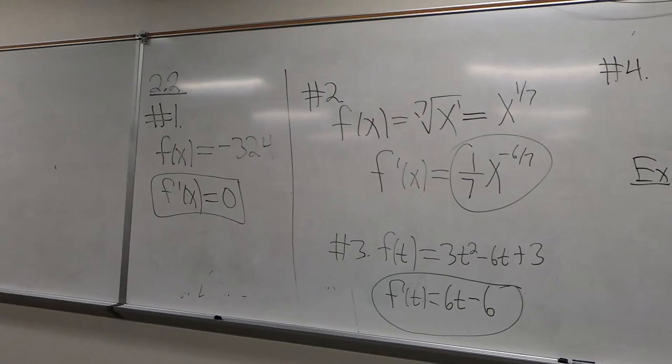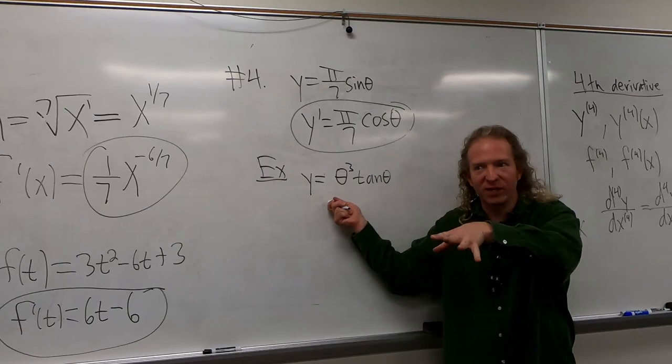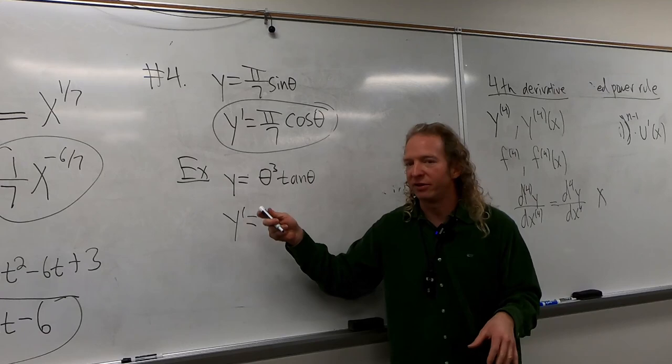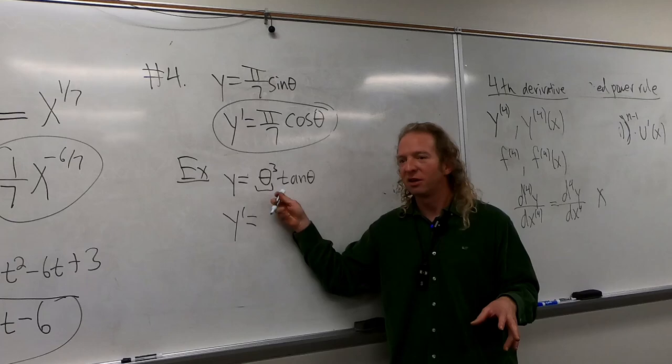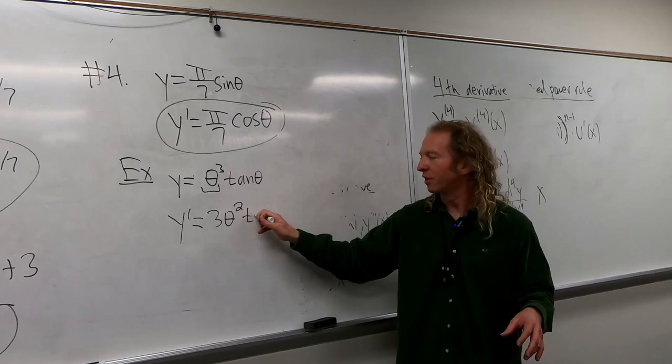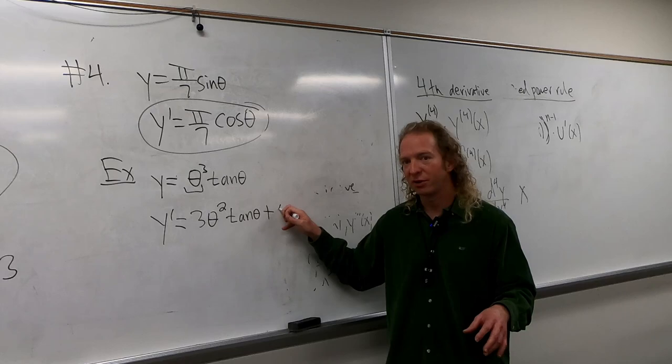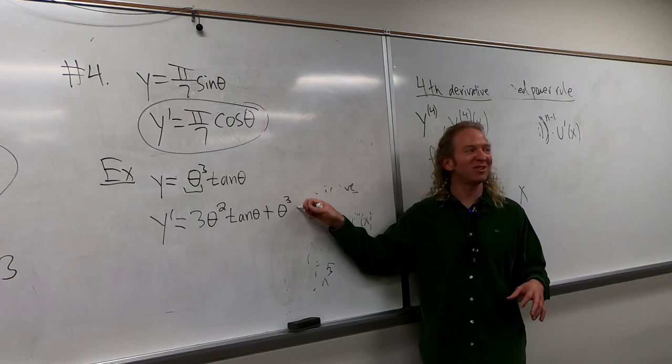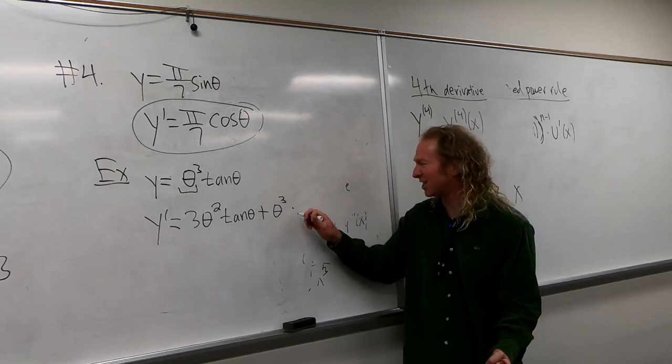All right, so the product rule, I don't know if you remember, it was the derivative of the first times the second plus the first times the derivative of the second. So y prime. What's the derivative of the first piece? 3 theta squared, good. Derivative of the first times the second, and then plus the first times the derivative of the second. Secant squared, good, yes, you remember.